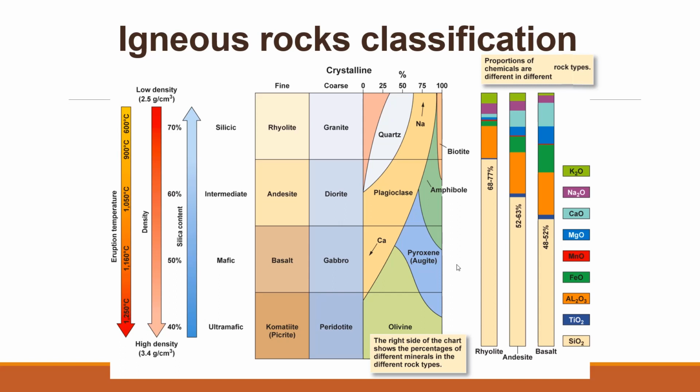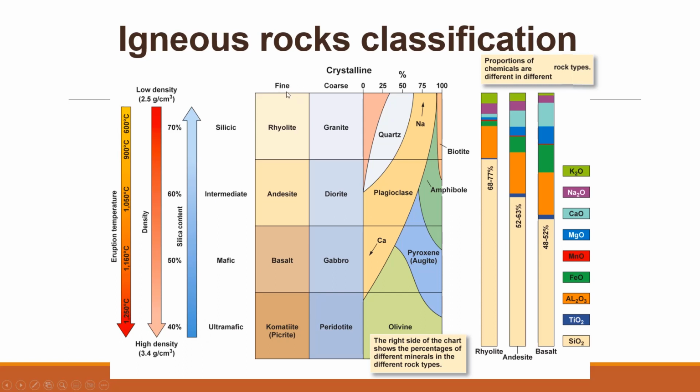So this chart is going to show us the density on this red arrow. So we go from low density to high density. The temperatures are this arrow, so we have low temperature eruptions to high temperature eruptions. That's also the melting temperature. And this blue arrow is the silica content. This one goes in the opposite direction, so we go from low silica to high silica.